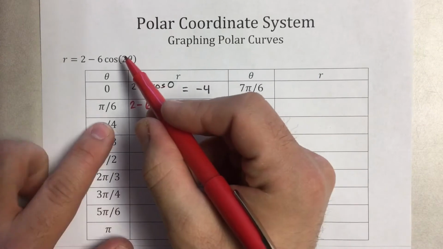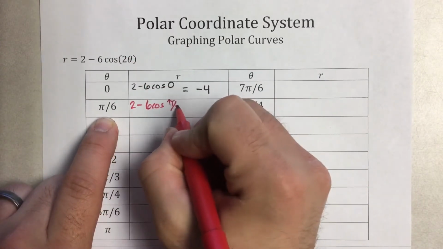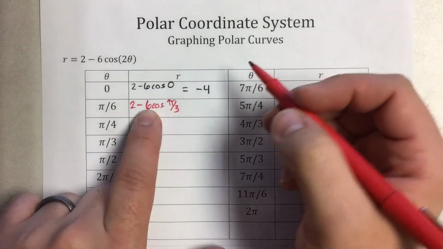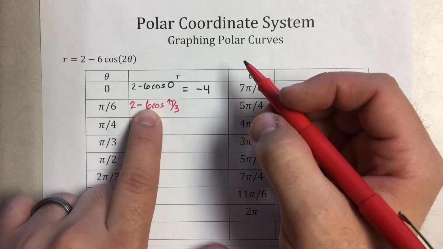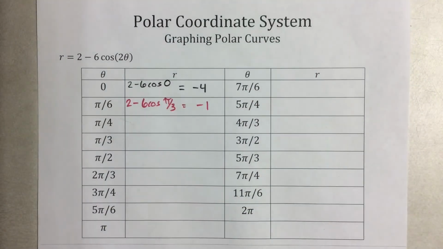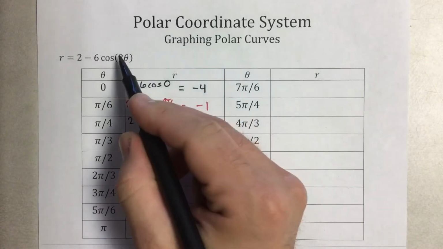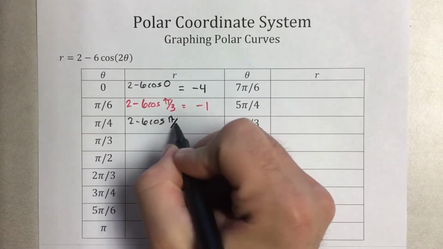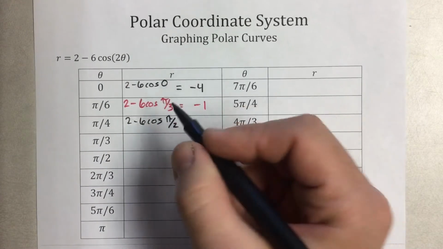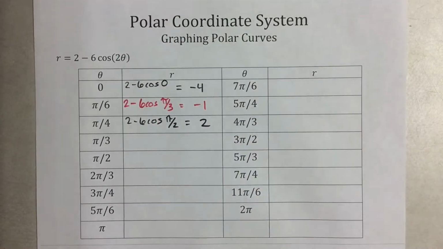cosine. If I multiply pi over 6 by 2, it becomes pi over 3. Cosine of pi over 3 is 1/2, and half of 6 is 3, so 2 minus 3 is negative 1. And then if we have pi over 4, that would be 2 minus 6 cosine of 2 times pi over 4, which is pi over 2. Cosine of pi over 2 is 0, so we get just 2 minus 0, or just 2.